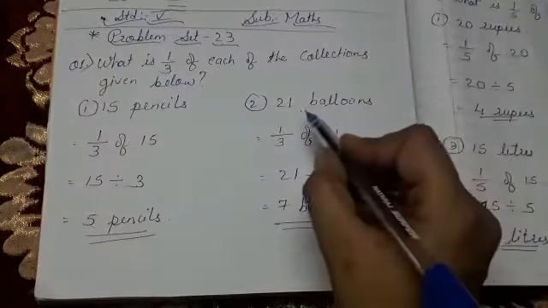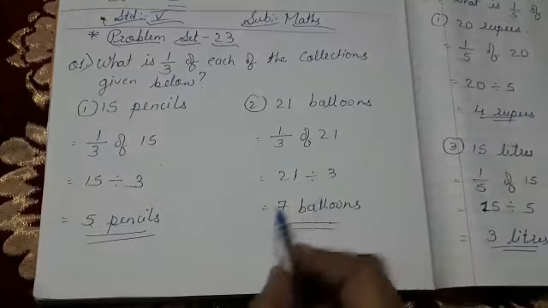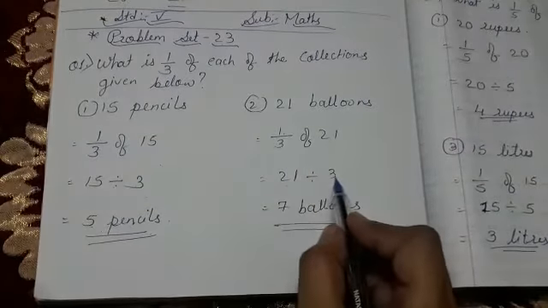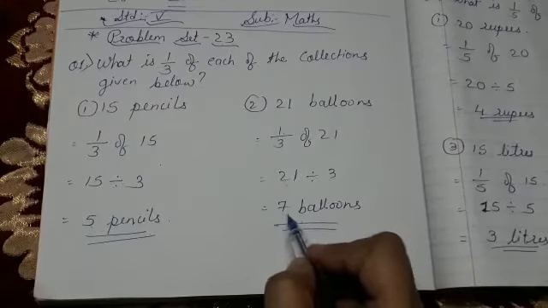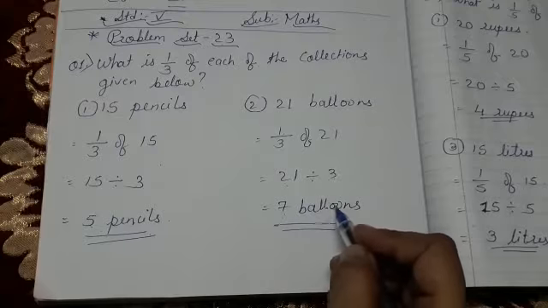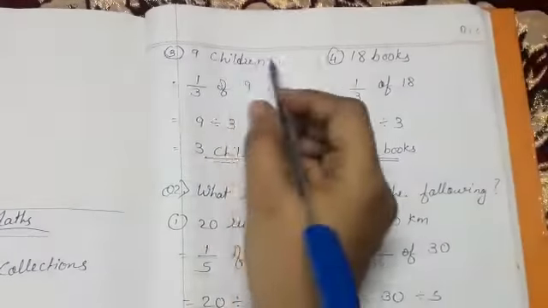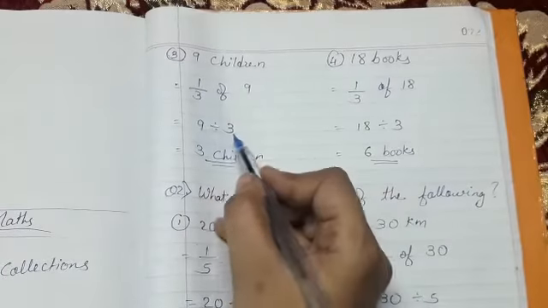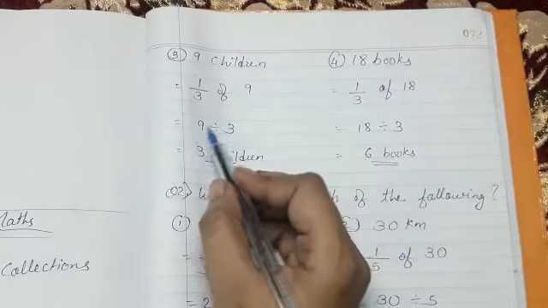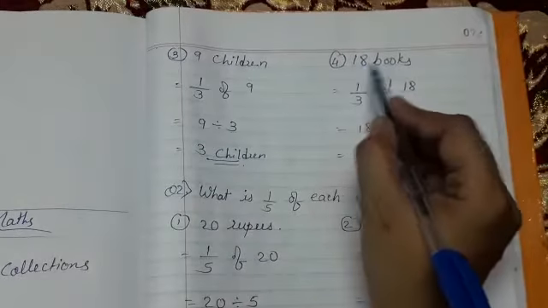Same way, second one, 21 balloons. So 1/3 of 21. So 21 divided by 3. Now in the 3 table 21 comes. How much? 3 7s are 21. So that's why I have written 7 balloons. Now we will see the third one. 9 children. 1 upon 3 of 9. 9 divided by 3. Now in the 3 table 9 comes. How much? 3 3s are 9. So 3 children. Fourth one, 18 books.